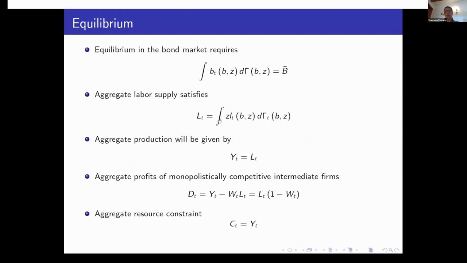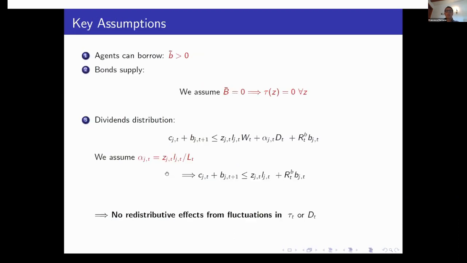Aggregate labor is equal to the labor supply by each household weighted by the productivity. The production function is very simple, a linear production function in labor. And dividends are simply going to be equal to output minus the labor cost. And finally, the aggregate resource constraint simply states that consumption has to be equal to output. Now, again, the main assumptions that are important for results are that B bar is assumed to be positive, which we will see shortly in the calibration. As I mentioned before, the total stock of debt is equal to zero, so there are no taxes.